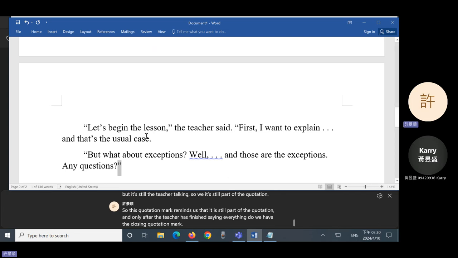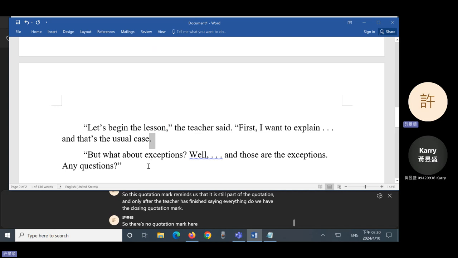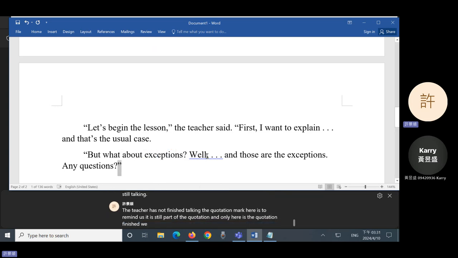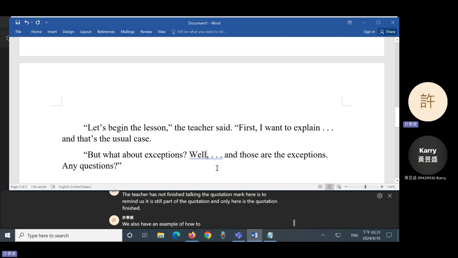So there's no quotation mark here because it's still part. The teacher is still talking. The teacher has not finished talking. The quotation mark here is to remind us it is still part of the quotation, and only here is the quotation finished. We also have an example of how to put an ellipsis after a comma.